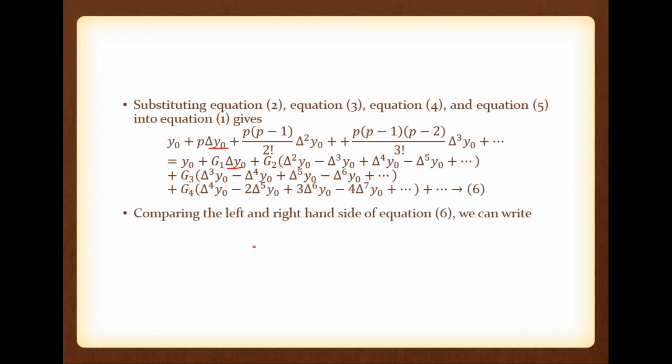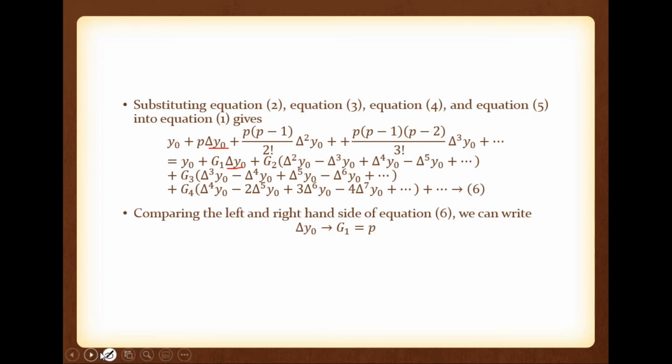So please note, if you are comparing the coefficients, p equal to g1, or g1 is equal to p. So we got one coefficient, g1 is equal to p. We have an equation, what is that? yp is equal to y0 plus g1 delta y0 plus g2 delta square y minus 1 plus g3 delta cube y minus 1. Like that way we have an equation. So in that equation the coefficient g1 is p.